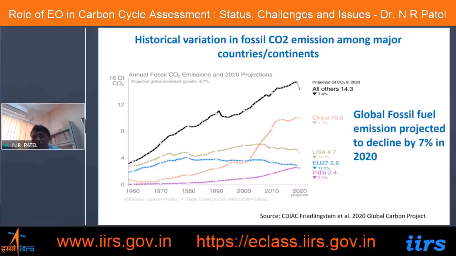But if you see per capita, because our population is much larger than the US, which is hardly 35 to 40 crore, our per capita fossil fuel emission is almost one-tenth of what is done by China, USA and other countries. From that point of view, we are still in a good way of not emitting more, and at the same time we are sequestering more and more carbon through our enhanced terrestrial activity.